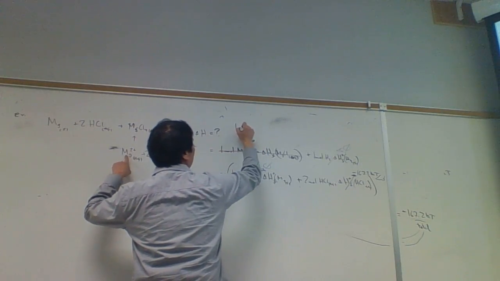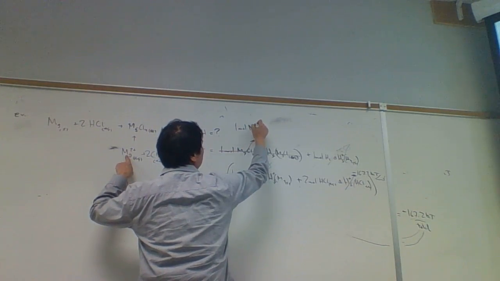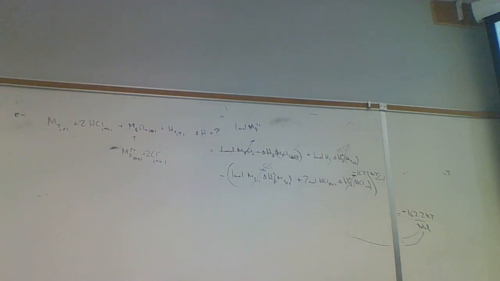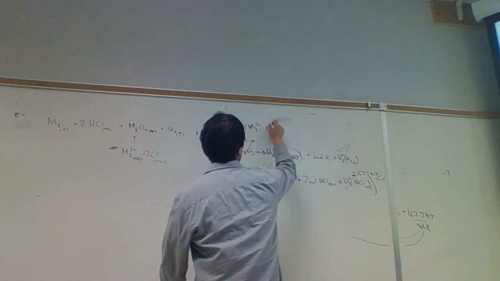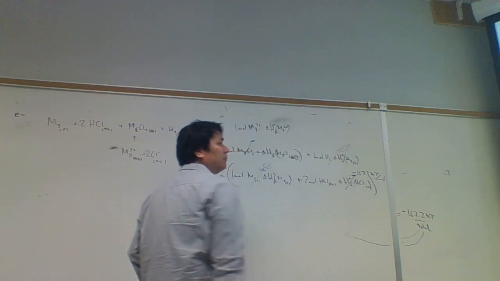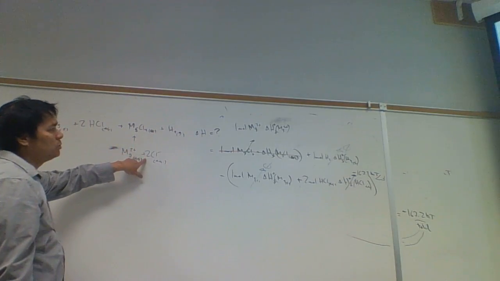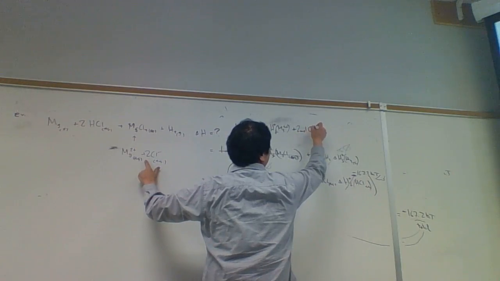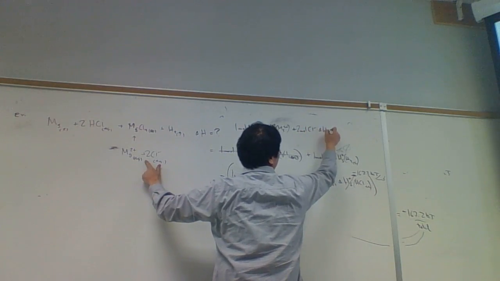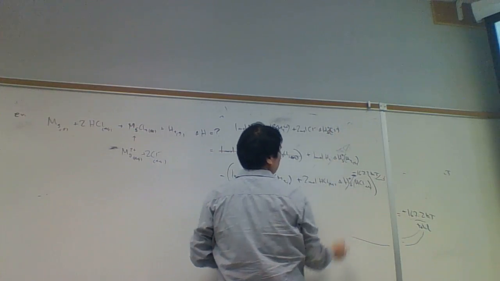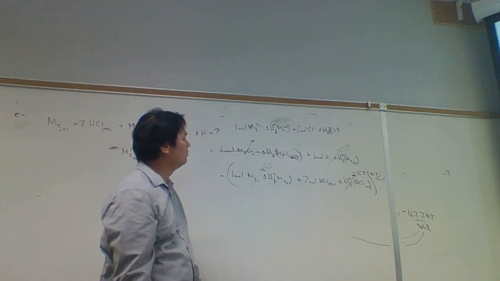I'm going to form 1 mole of magnesium 2+ ions times delta H of formation of magnesium 2+, which is minus 466.9. And then plus 2 moles of Cl-. Well, I remember what delta H formation for that is. Delta H formation for Cl- is negative 167.2.